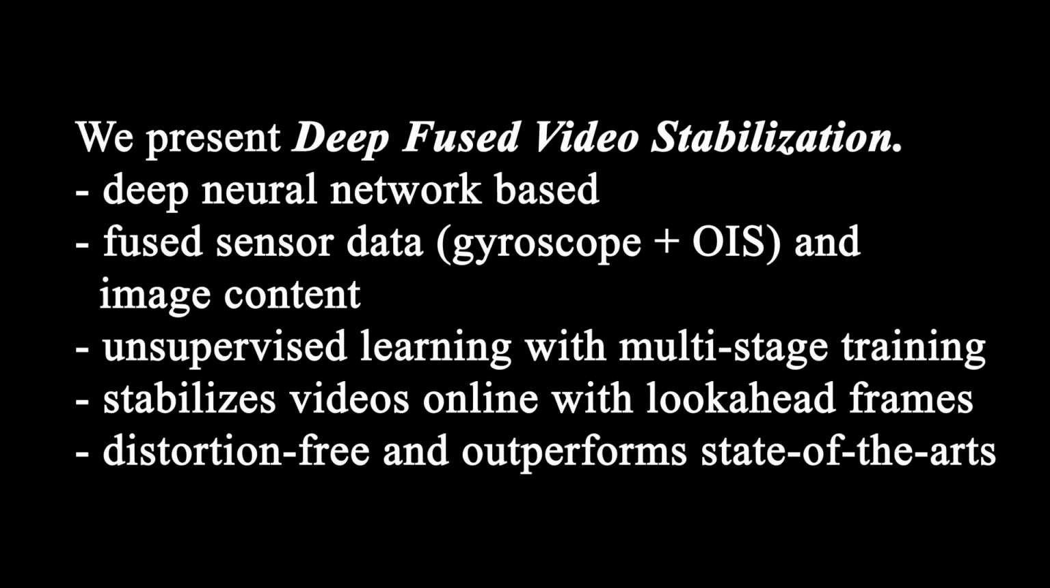We present a deep neural network that uses both sensor data and image content to stabilize videos, through unsupervised learning. A novel relative motion representation, as well as a multi-stage training process, are presented to optimize our model without any supervision. Our stabilization runs online with look-ahead frames, and does not require per-video optimization.